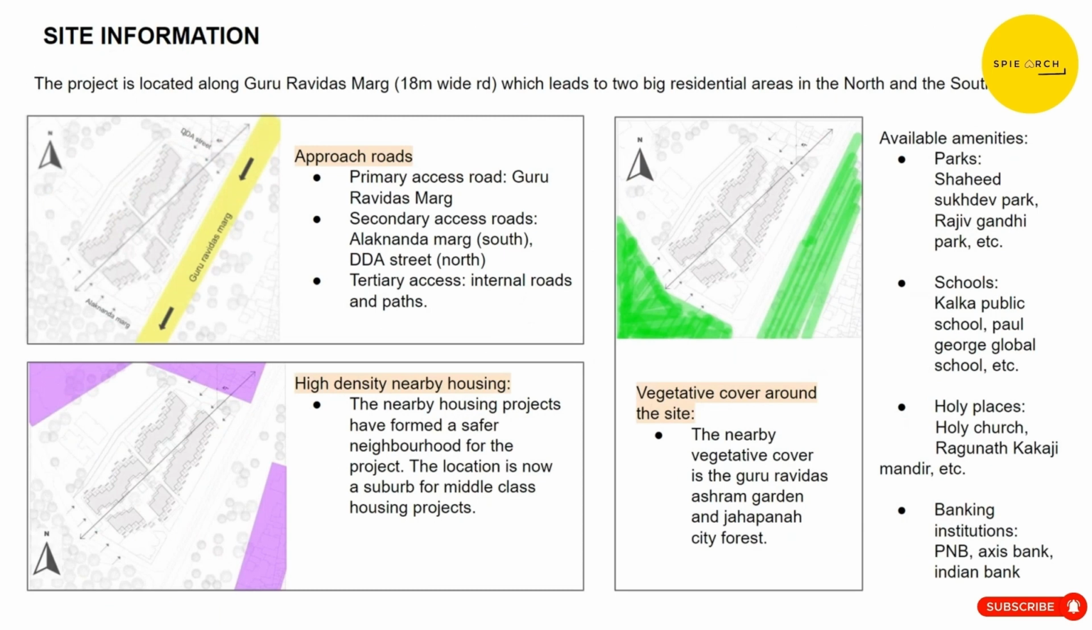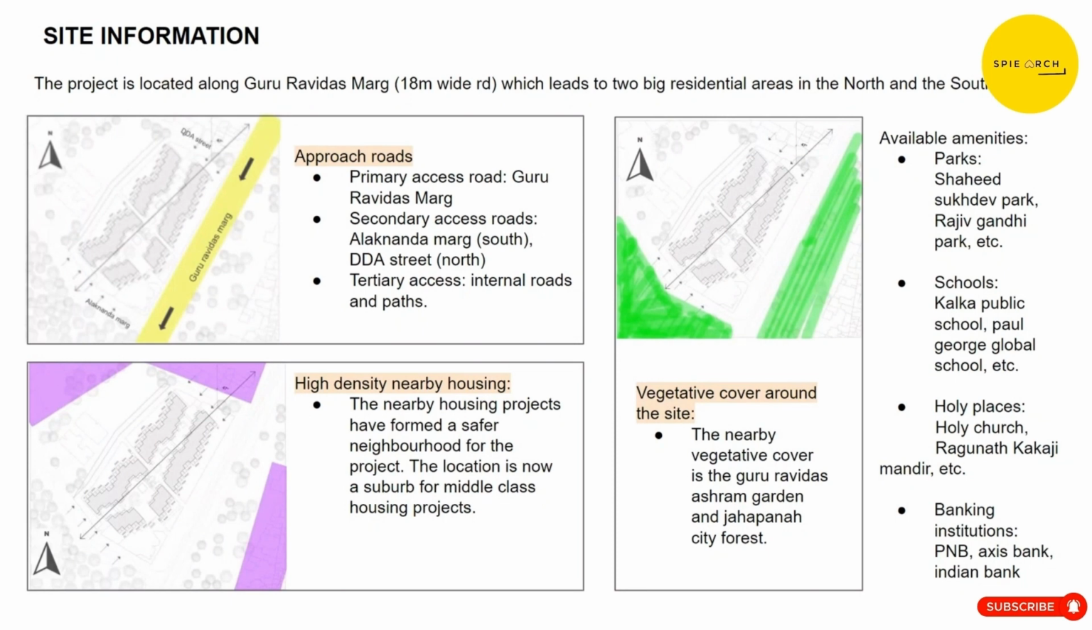The site information. So there are three approach roads that help locate the site. The Guru Ravidas Marg, which is the primary access road and is 18-meter wide. The secondary access road, which is the Alaknanda Marg and the DDA Street. And the tertiary accesses are provided from the internal roads and paths.